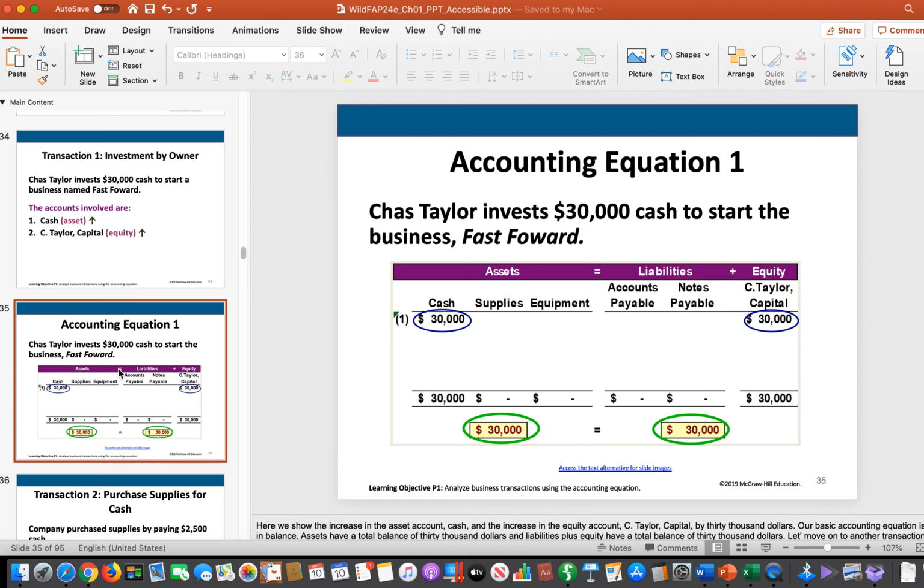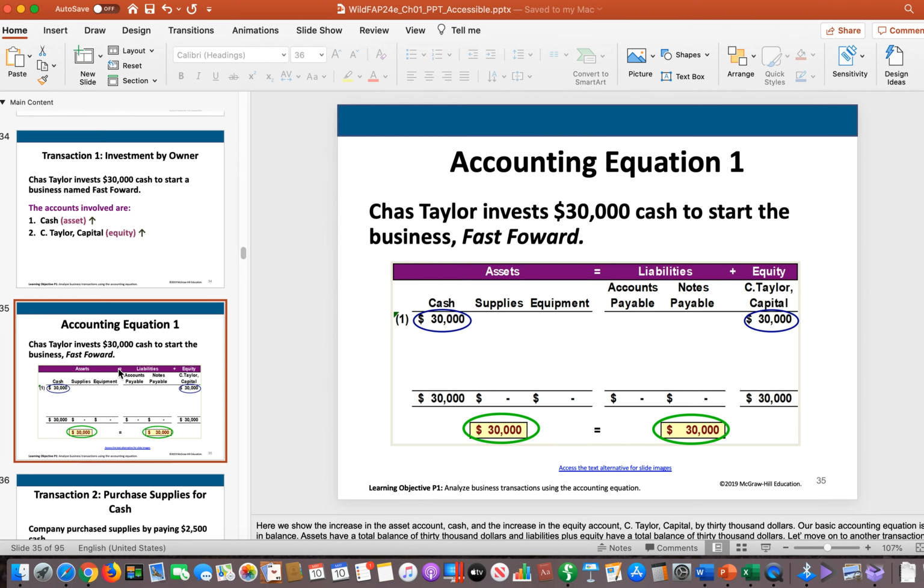Okay. As you can see, we have the equation assets equals liabilities plus equity. So $30,000 of assets and $30,000 of equity. Assets equals liabilities plus owner's equity. Liabilities at this point is 0. So 30,000 equals 0 plus 30,000. So both sides of the equation are equal.